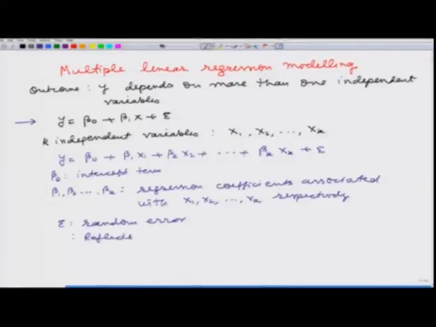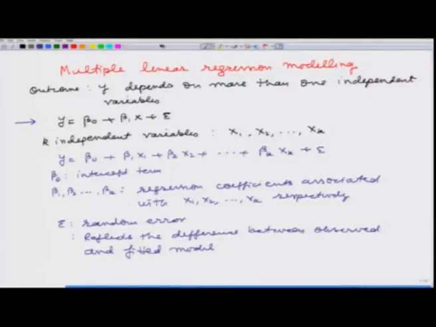So, this epsilon essentially reflects the difference between the observed and fitted model. And this idea goes exactly on the same lines as what we had done in the case of simple linear regression model.